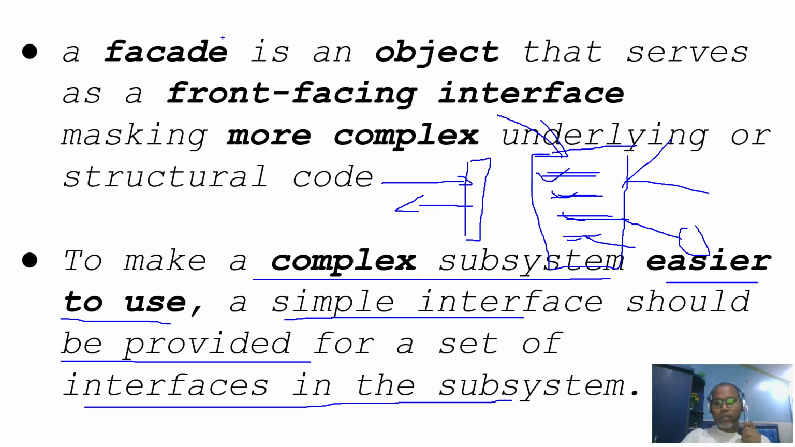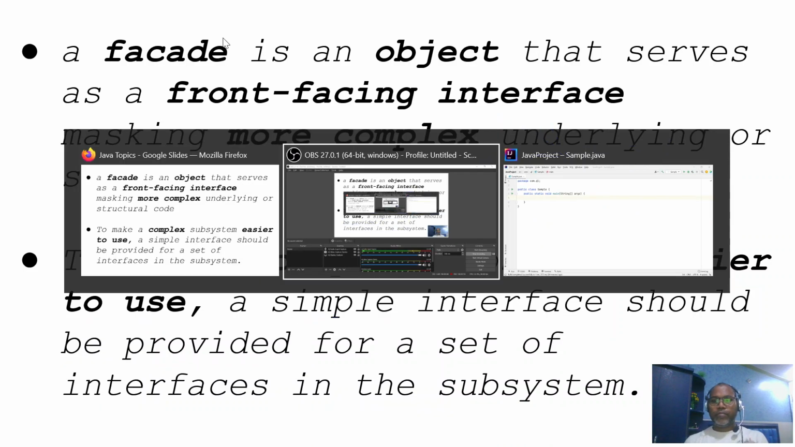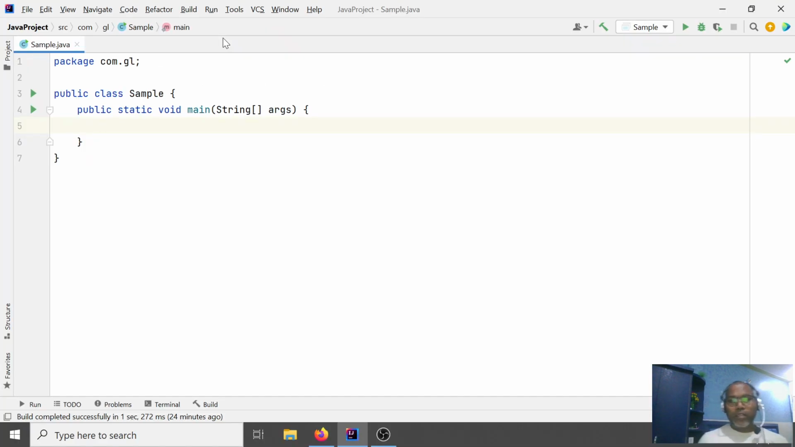So let us look at an example and see how it's easier to use, meaning what the facade means. Let's take a scenario: you are going to buy some product. Maybe any product you want to buy.